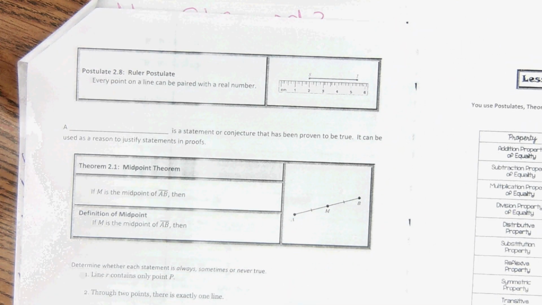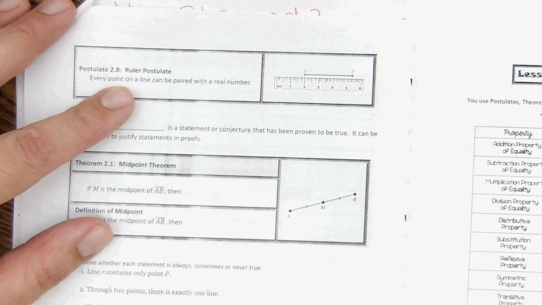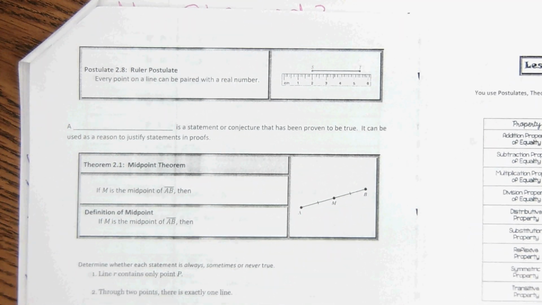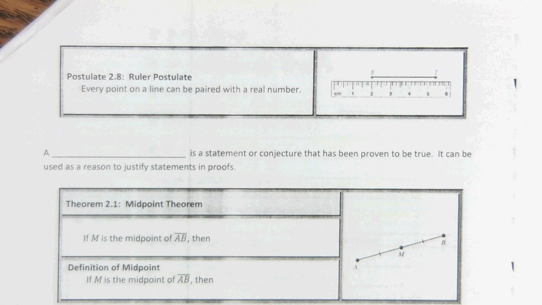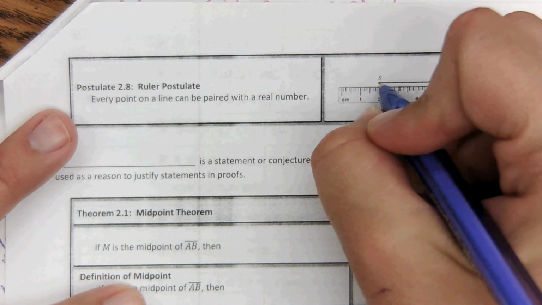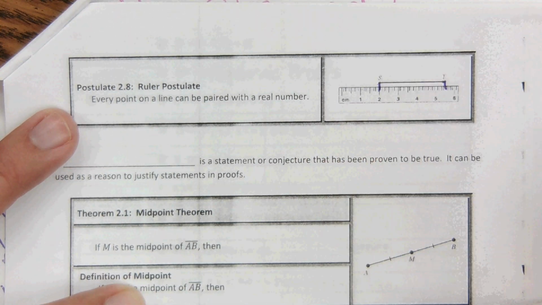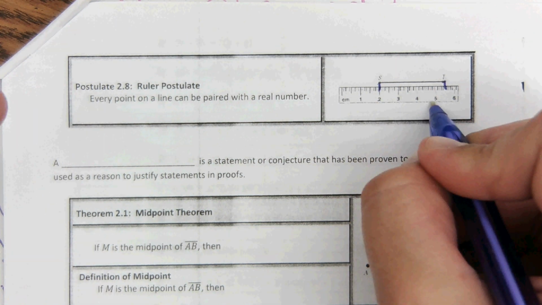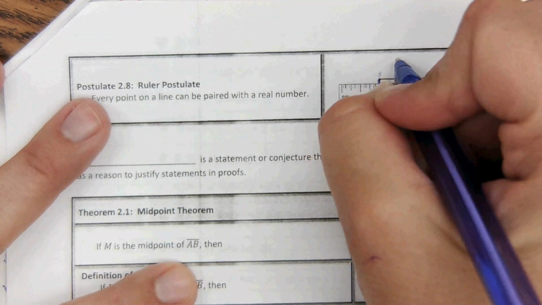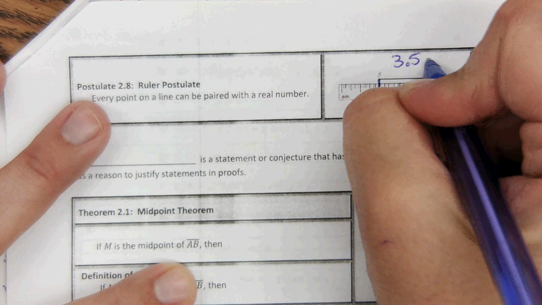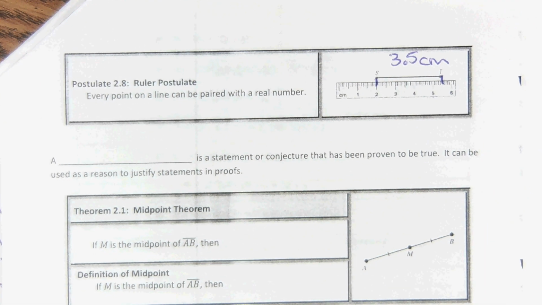Okay, another postulate, ruler postulate. Every point on a line can be paired with a real number. Let's zoom in a little bit. So here we have a line segment. It's paired up with a ruler to measure it. To measure it, we could say that this is from 2 to 5, which would be 3 units plus another half, so we could say that this is 3.5 centimeters. The length of something can never be negative, distance can't be negative, just FYI.